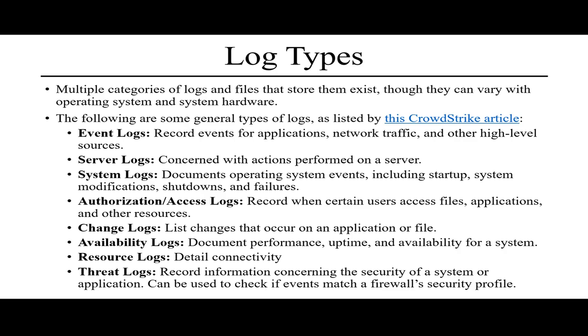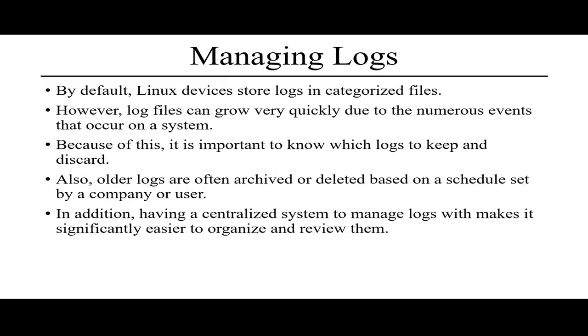Now, there are access or authorization logs that can be used for auditing the usage of files, applications, and other resources. There are change logs that can list changes that occur to a file or application. Availability logs can document performance, uptime, and availability for a system. Resource logs can detect connectivity to resources, and then threat logs can record information concerning the security of a system or application. These could be used to check if events match a firewall security profile.